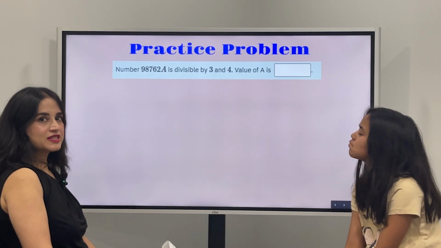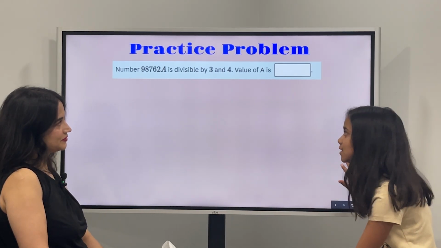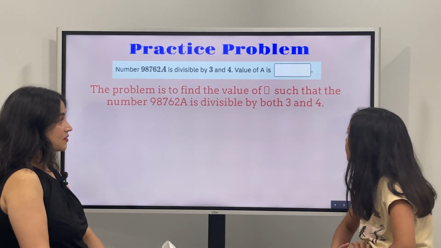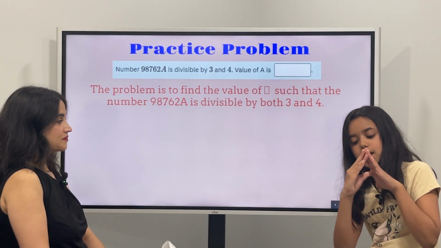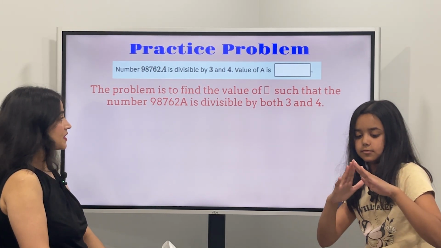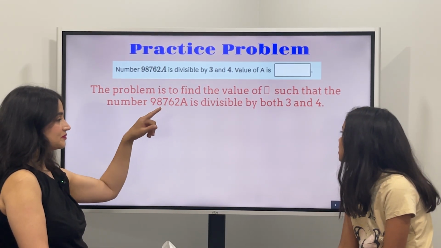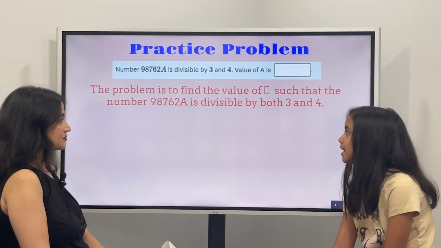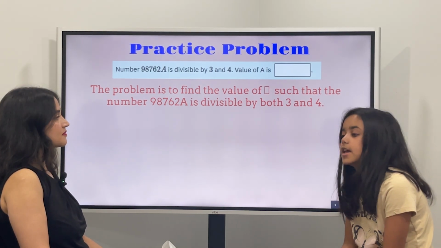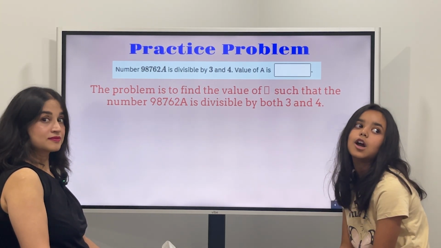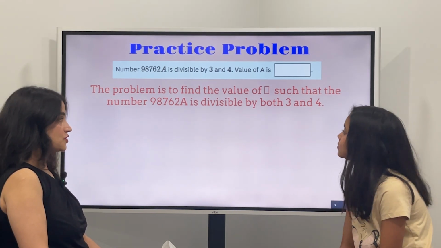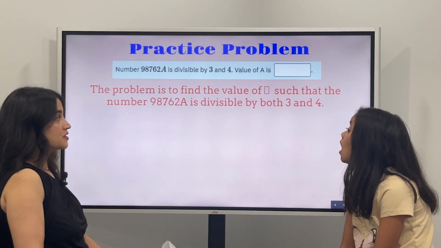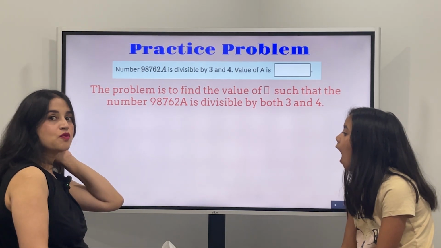So what is the process, Lina? The problem is to find the value of A, such that the number 98762A is divisible by both 3 and 4. A is any number from 0 to 9, not more than 9, right?